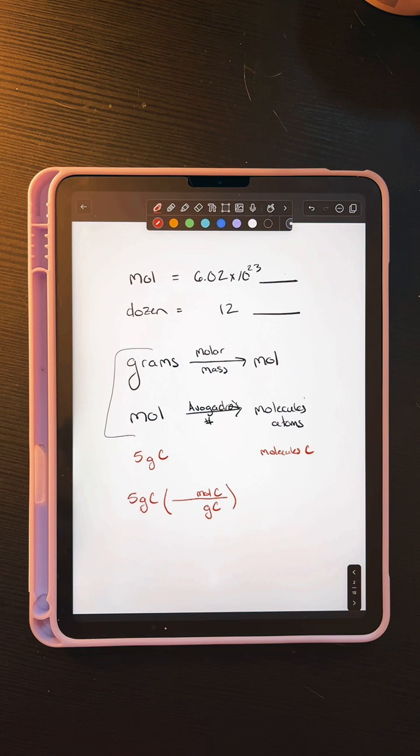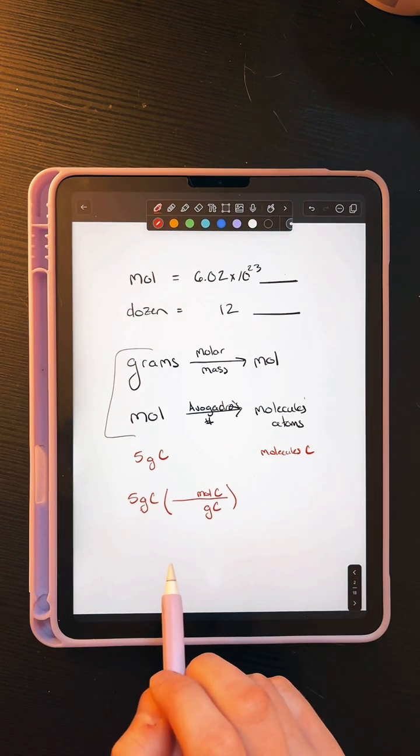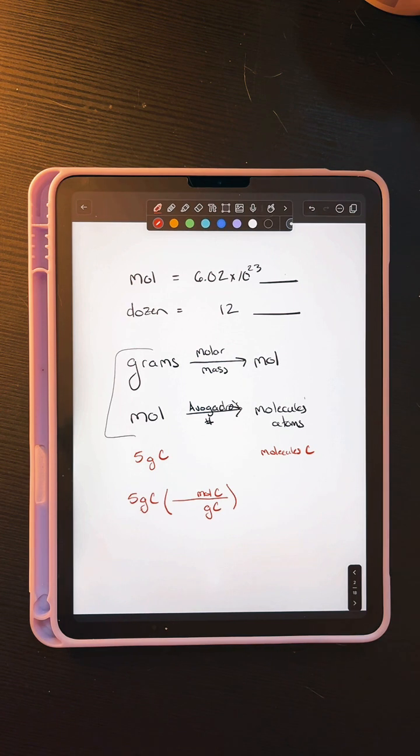Did I get something wrong? I see a question mark, grams per mole. So I'm gonna see if there's an actual question there.